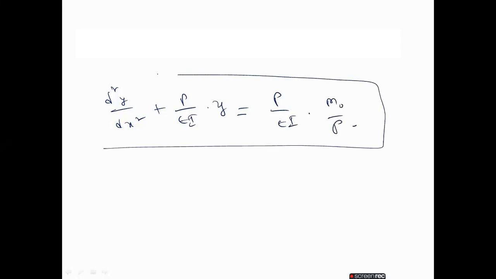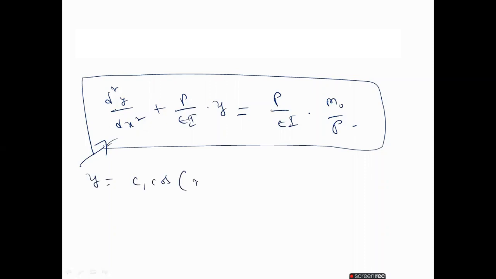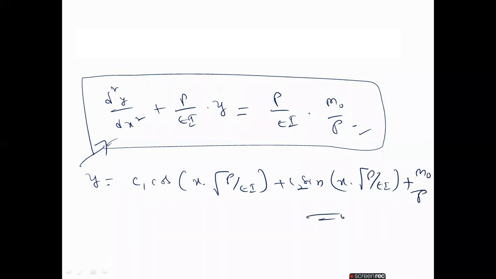So now my dear students, if you observe this equation, same as in the previous derivations, we also calculated the solution. Same like that, for this one the solution may be y equals C1 cos x into square root of P by EI plus C2 sin x into square root of P by EI plus this one, M naught by P. So this is the solution for the above differential equation. How we got this equation, I told you in previous classes.